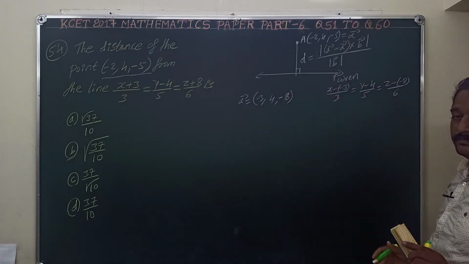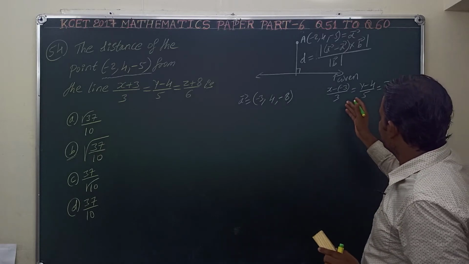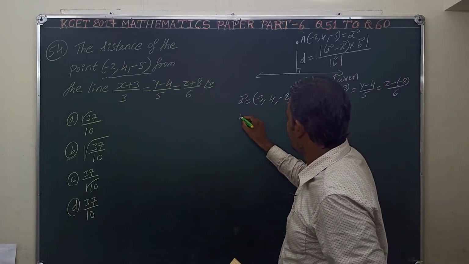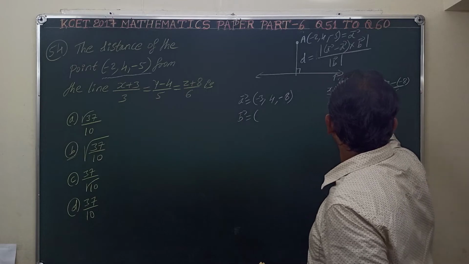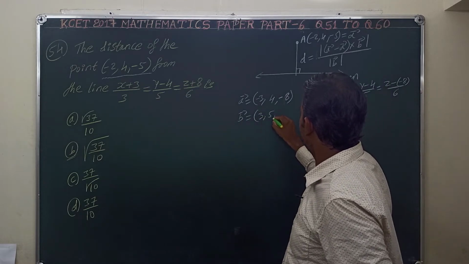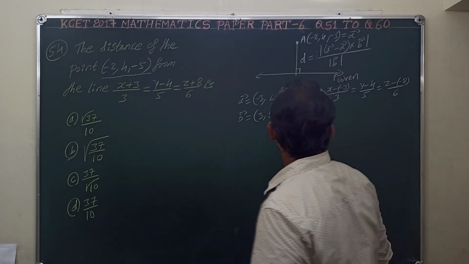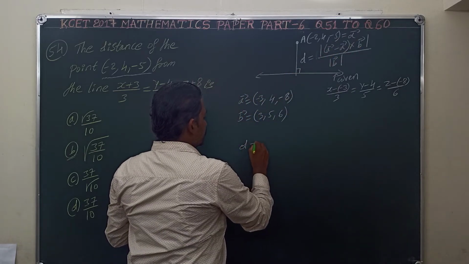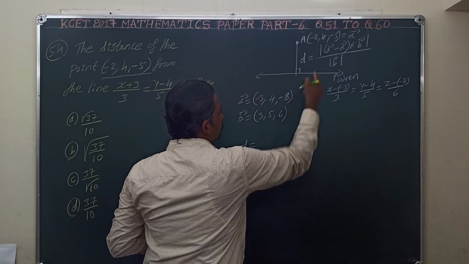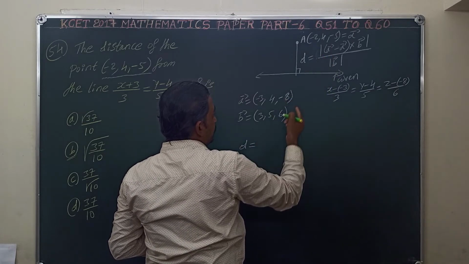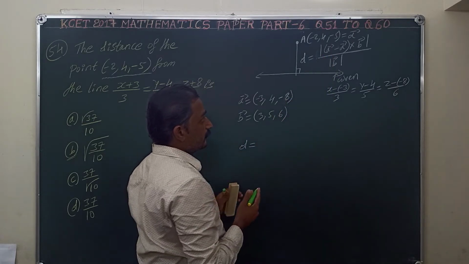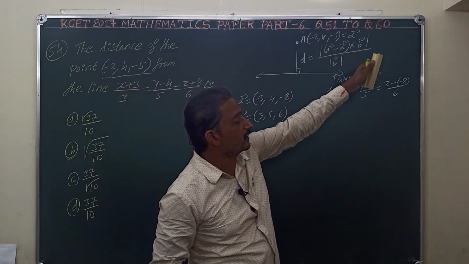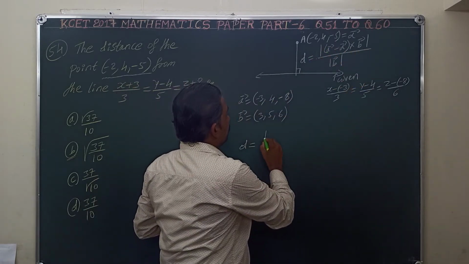If a line is there, it has one parallel vector. The direction ratios of that parallel vector B are 3, 5, 6. Then find the value of D using A, B and alpha. So D is equal to, in this case, the magnitude of (A minus alpha) cross B, nothing but the cross product of two vectors, which is a vector.